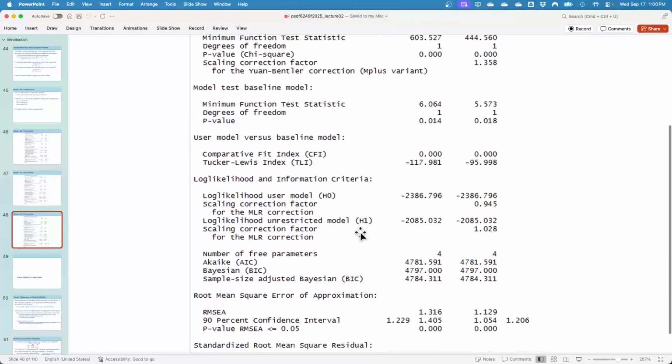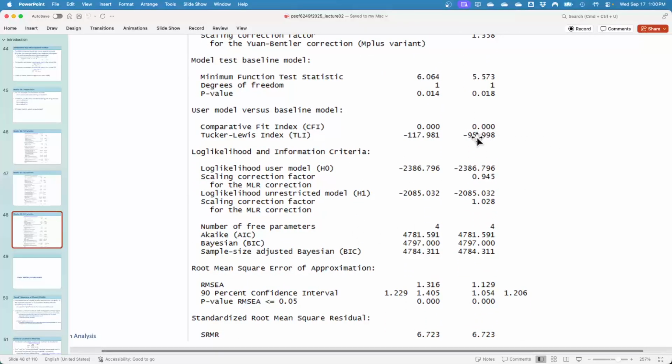Yeah, it's pretty redundant. The CFI and TLI, you don't want to see those numbers. And then we get down to RMSEA, that's really high too. You wouldn't want to see that. And the standardized root mean squared residual as well. So does this indicate our model here fits the data? No. So we actually have no model that fits the data.